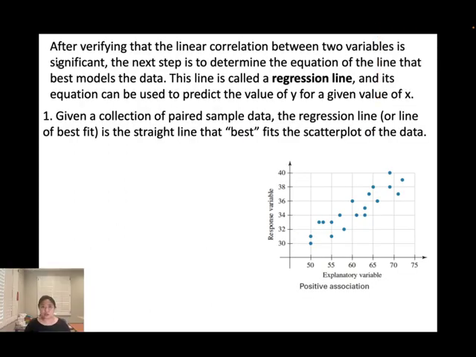After verifying that the linear correlation between two variables is significant, the next step is to determine the equation of the line that best models the data. The line is called a regression line, and its equation can be used to predict the value of y for a given value of x. So look at this example. Given a collection of paired sample data, the regression line or line of best fit is the straight line that best fits the scatter plot of the data.